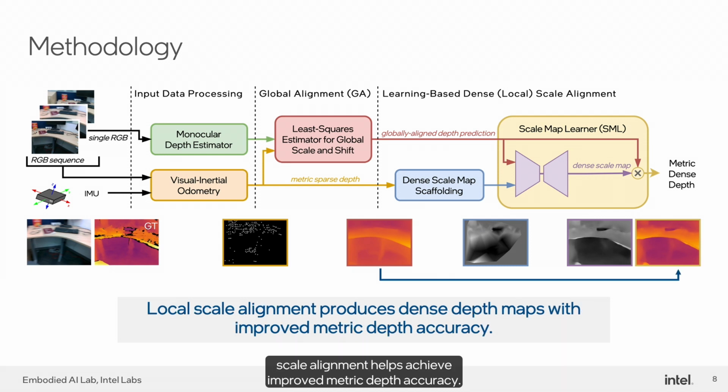Our experiments conclude that local scale alignment helps achieve improved metric depth accuracy. We can see in the example here that the locally aligned depth is more accurate with respect to the ground truth.